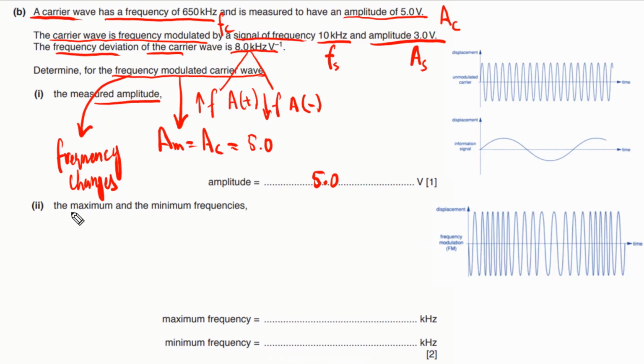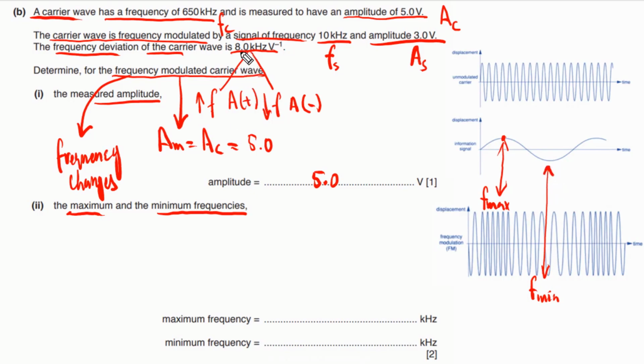Now let's move on to the second part. It's asking you to find the maximum and the minimum frequencies of the frequency modulated carrier wave. If you look at this frequency modulated carrier wave, you can see this is the maximum frequency and here the frequency is minimum. We need to find these two frequencies. I have already explained that the frequency will increase when the amplitude of the signal is positive, as you can also see here, and the frequency will decrease when the amplitude of the signal is negative.